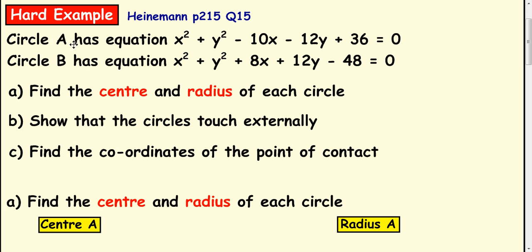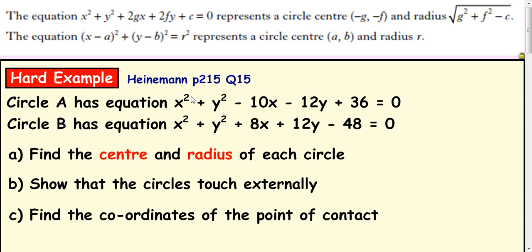So we're told that circle A has equation x squared plus y squared, take away 10x, take away 12y plus 36 equals 0. And circle B has equation x squared plus y squared plus 8x plus 12y, take away 48 equals 0. Find the centre and radius of each circle. So we'll do that first, it should be quite easy. Using our formula sheet here, 2g is the coefficient of x, 2f is the coefficient of y, and the centre is negative g, negative f, and so on, just using this.